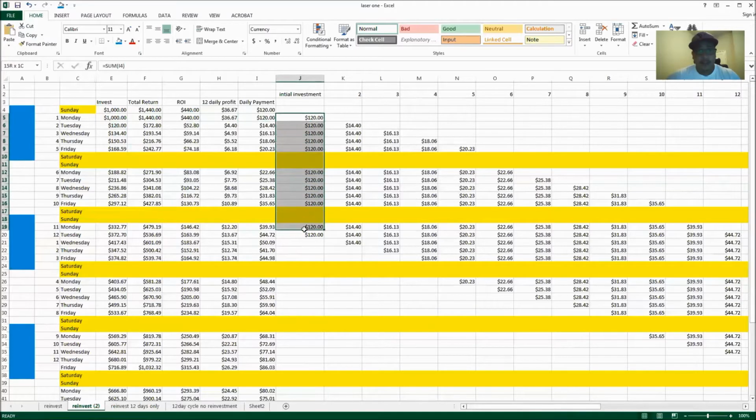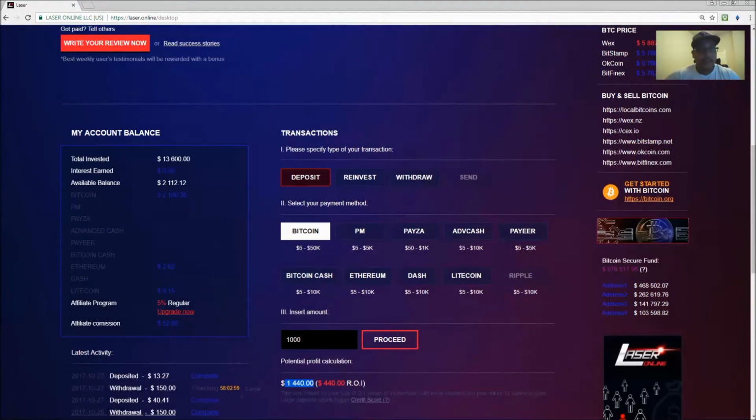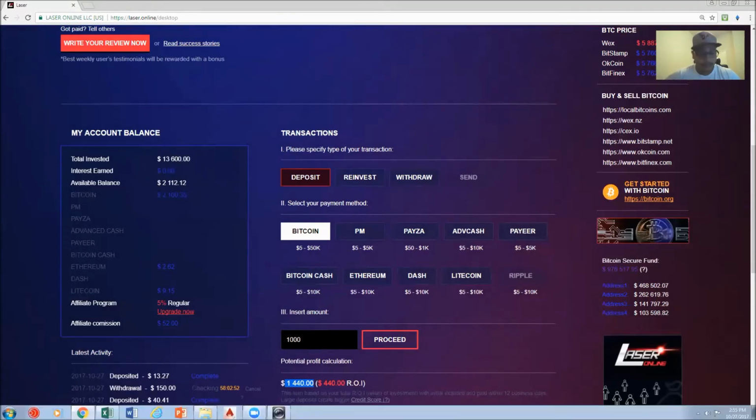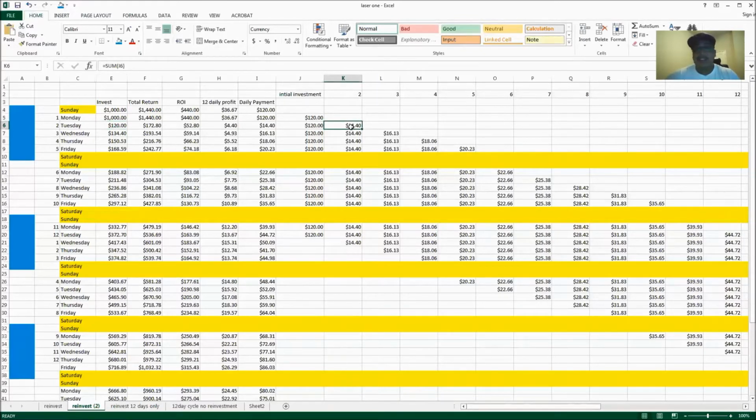So this becomes a contract. When the first 24 hours of your first investment expire, it's going to give you $120. The next day on a Tuesday, you reinvest the $120 into your active investment. Your active investment Monday says $1,000, then you reinvest $120 and it says $1,120. When you reinvest $120, you create a second contract, a second 12-day cycle just for that transaction.